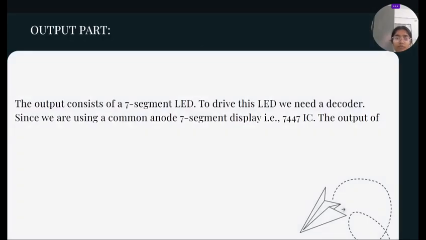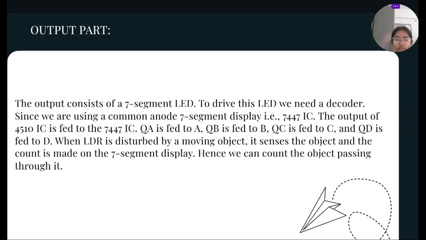Third is the output part. The output consists of a 7-segment LED. To drive this LED, we need a decoder. Since we are using a common anode 7-segment display, the output of the 4510 IC is fed to the 7447 IC, which I explained in the circuit explanation. When the LDR is disturbed by a moving object, it senses the object and the count is shown on the 7-segment display. Hence, we can count the objects passing through it.